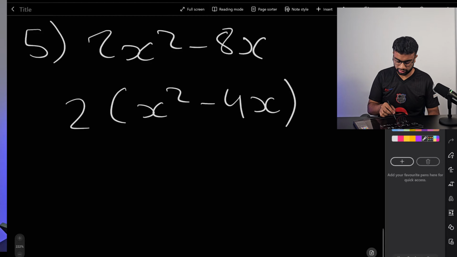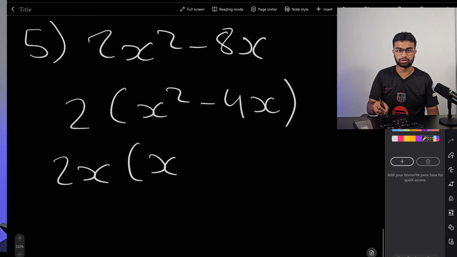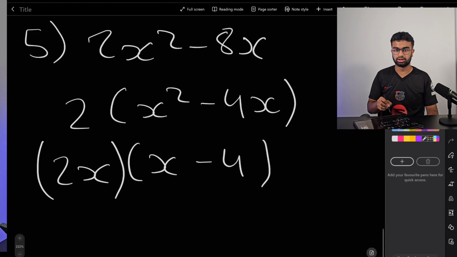But if we look at x squared minus 4x, they both still have an x term that we can divide both terms by. So we can take this out of the bracket as well. We can now have 2x, and then in brackets x, because x squared divided by x is just x, and now minus 4, because minus 4x divided by x is just minus 4. So now x minus 4, there's no more common terms that we can take out of both numbers. So 2x and x minus 4 is the completely factorized version of this expression.